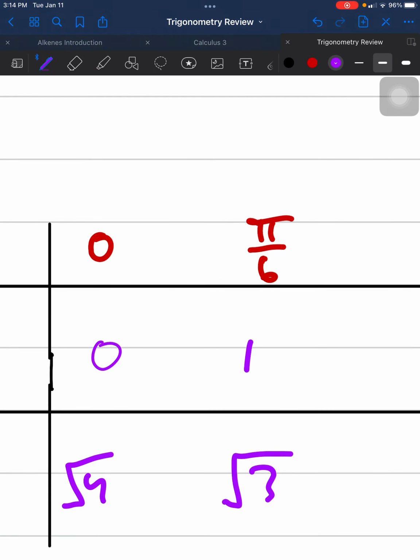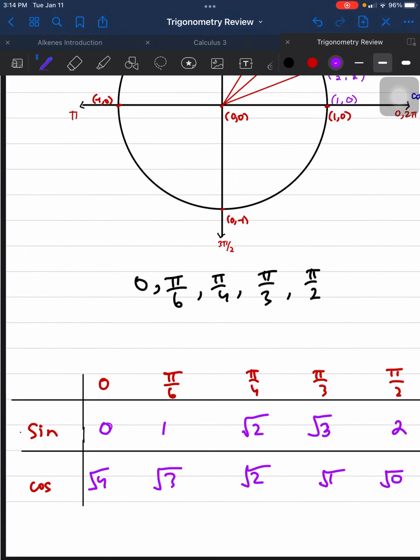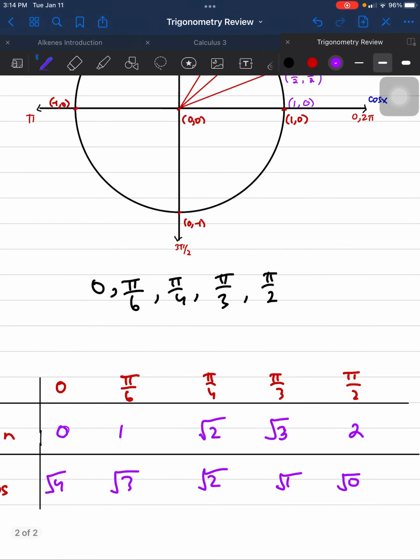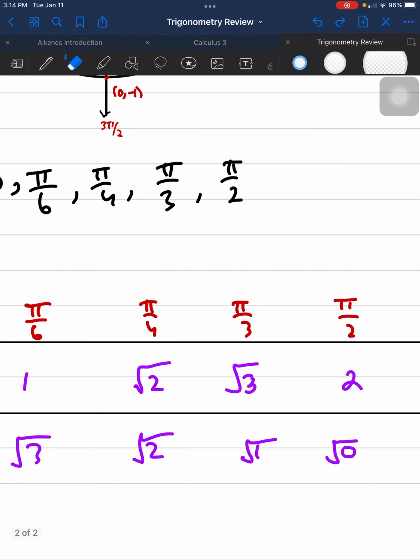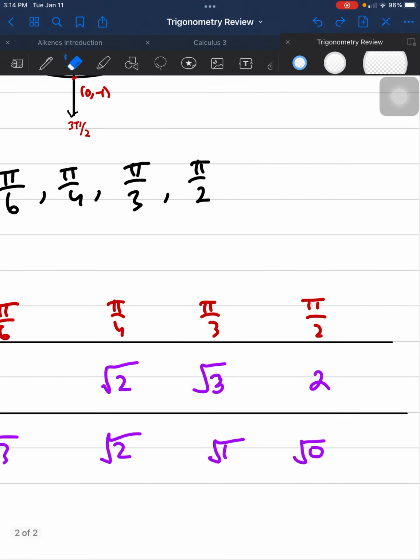Now, since we already did sine, we know some of the values already. So we can just write what we wrote for sine, and do the opposite for cosine. So we can write 2, leave the radical 3, leave the radical 2, and square root of 1 is just 1, square root of 0 is just 0.